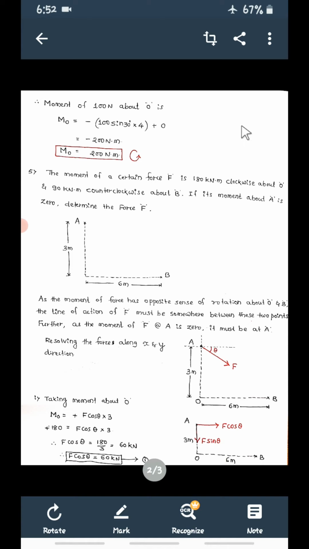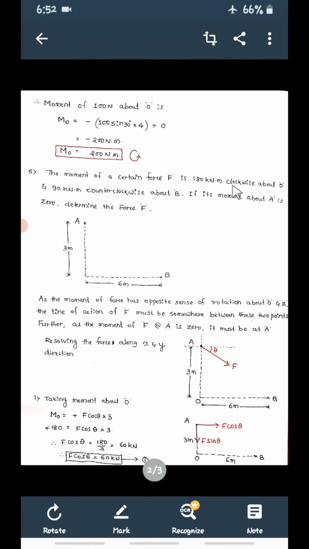So MO is given, see here, 180 kilonewton meter clockwise about O. Clockwise means plus 180 is equal to F cos theta into 3. From this I can find that F cos theta is equal to 180 by 3, that is F cos theta is equal to 60 kilonewton. Write this as equation number 1. We have to find F now. So this is the condition we have used: the moment of that force about O is 180 kilonewton meter clockwise.